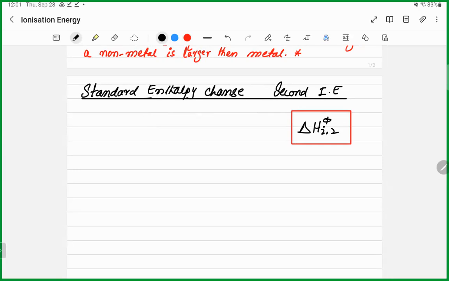So this is the equation, standard enthalpy change of, okay, I'm going to write down the equation here. Second ionization energy is from 1 plus to 2 plus. स्टैंडर्ड फिजिकल स्टेट आयनाइजेशन एनर्जी में सारी गैसेस होती हैं, ठीक है, क्लियर.